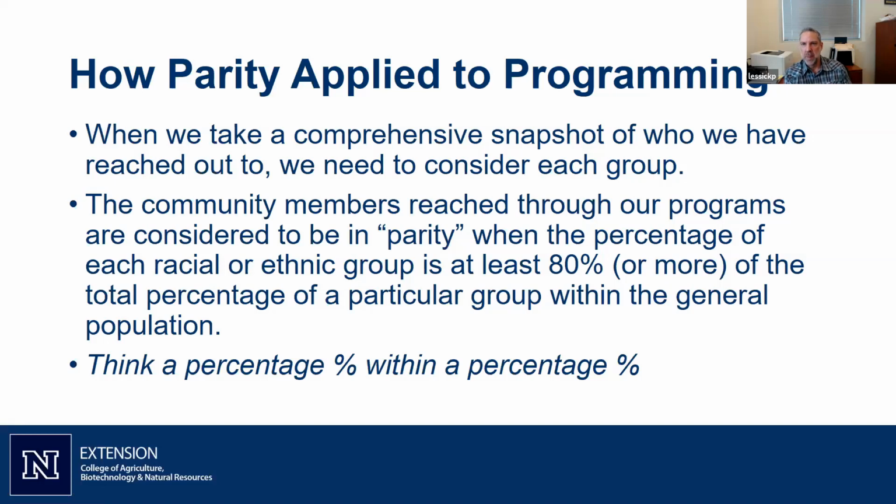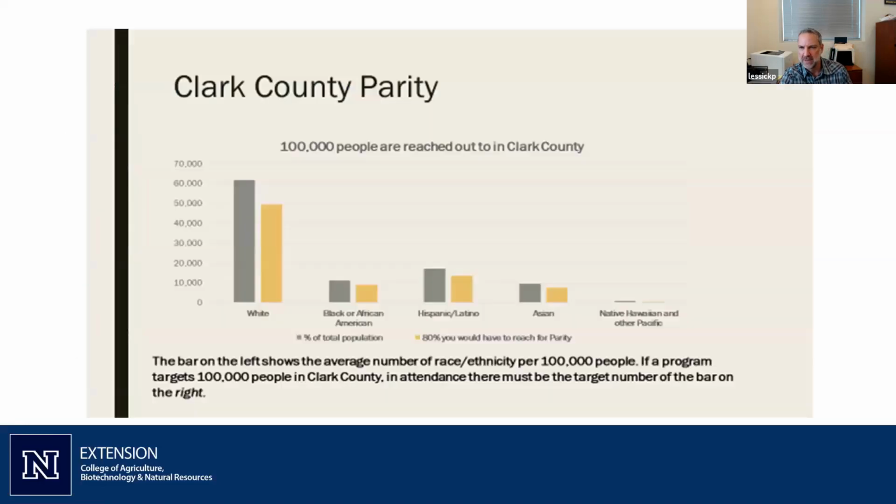If you think of a percentage within a percentage, I think this next slide will make this a little more clear. So let's look at this graph. We have 100,000 people in Clark County, and this is just an example. The gray is what the population is made up of, and the yellow is the goal of who you're trying to reach. So let's look at the first column. This is Caucasian folks in Clark County. And let's say, for example, the gray line constitutes 62,000 people. So 62,000 people in this particular zip code in Clark County is Caucasian.